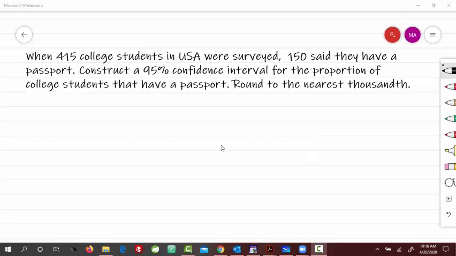When 415 college students in USA were surveyed, under 50 said they have a passport. Construct a 95% confidence interval for the proportion of college students that have a passport. Round to the nearest thousandth.